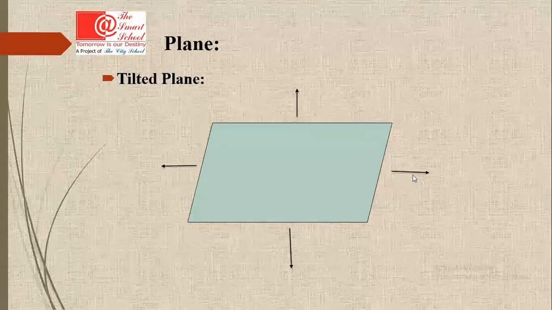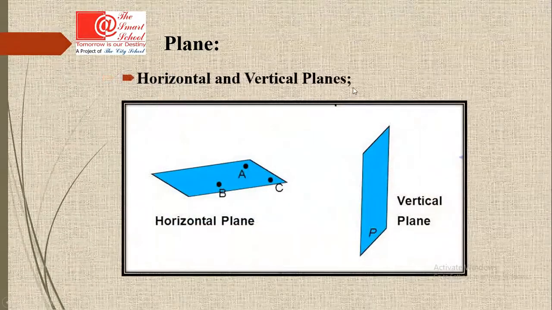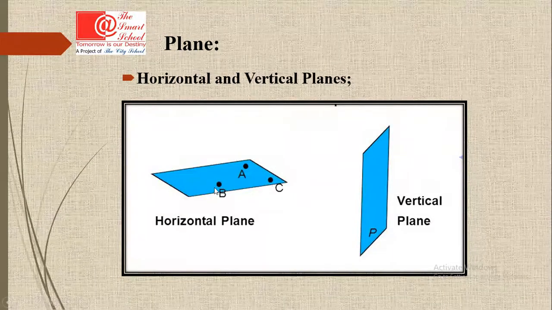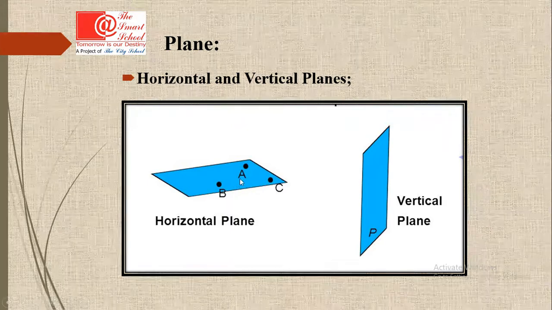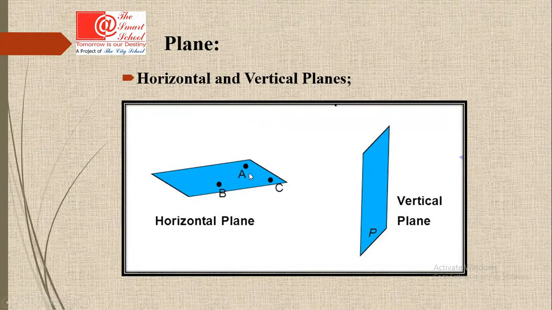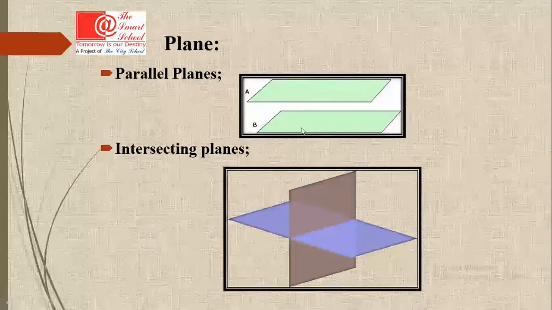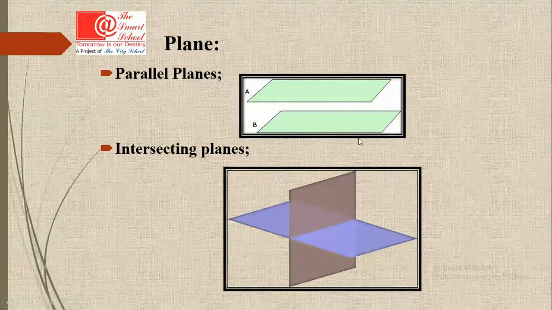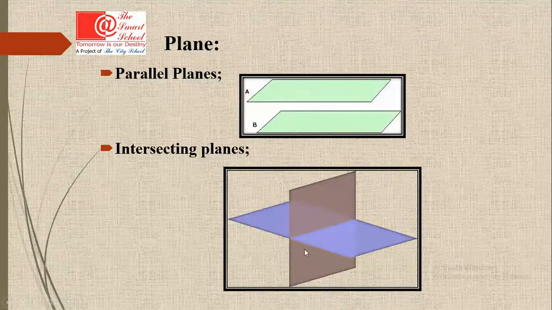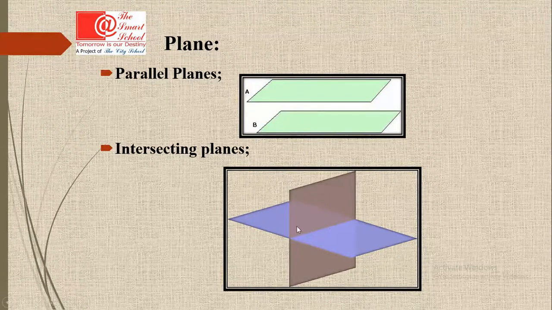So for example, the horizontal and vertical plane. This is horizontal when we spread a sheet for work on a table, so this is an example of a horizontal plane. If we put that sheet on the wall, it will be the example of a vertical plane. And if two planes are parallel, these are parallel planes. And intersecting planes, the example is this, like two planes are intersecting at this line.